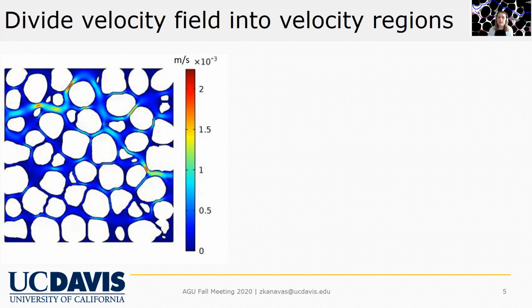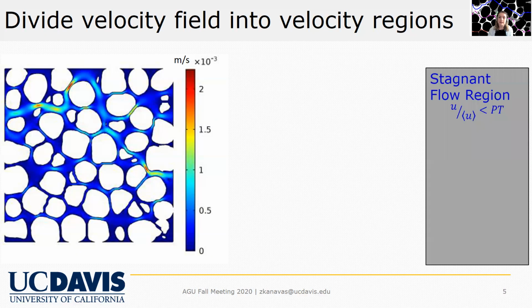We first normalize the velocity field by the average sample velocity. Then we classify pixels by comparing their normalized velocity value to some threshold, which we will call the percolation threshold, or PT for short. If the normalized velocity is less than the threshold, it is classified into the stagnant flow region, shown in blue. If the normalized velocity is greater than or equal to the threshold, it is classified into the primary flow region, shown here in white.